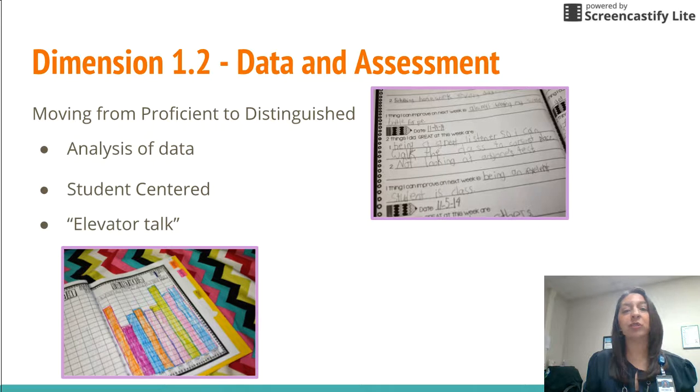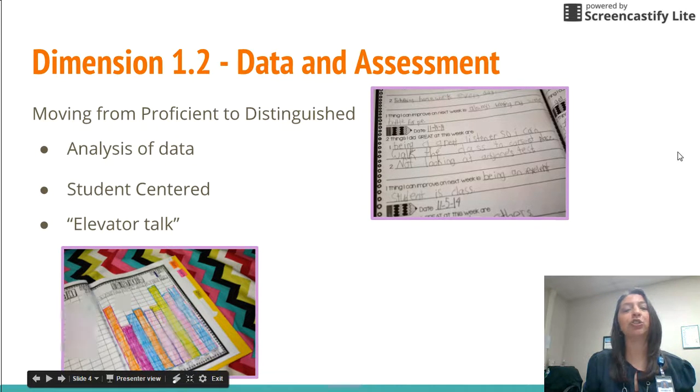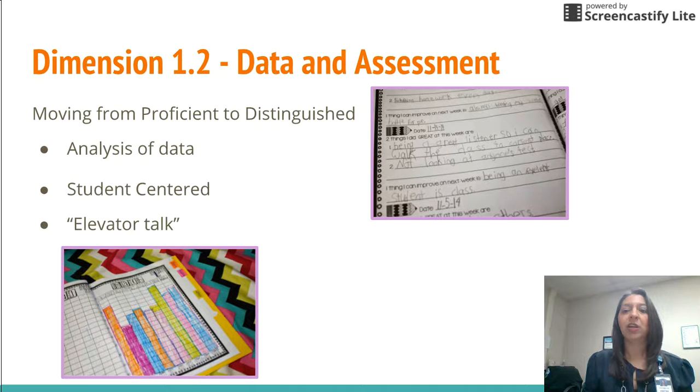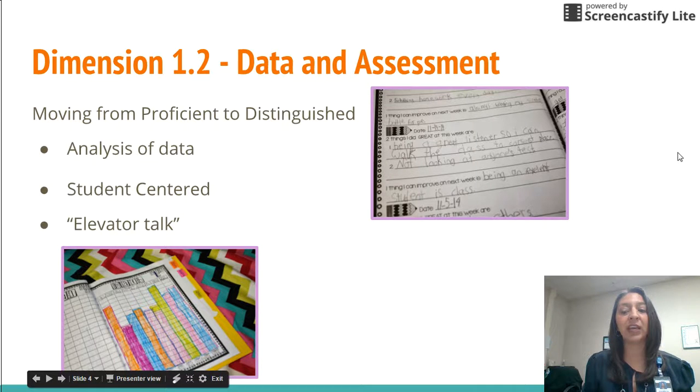You should know your students better than anyone else. Every teacher should be able to have a 2-minute elevator walk. And during this 2-minute walk, you should be able to explain the standards being taught, the percentage of kids who are mastering these objectives, and what interventions students are getting who are not mastering the objectives.